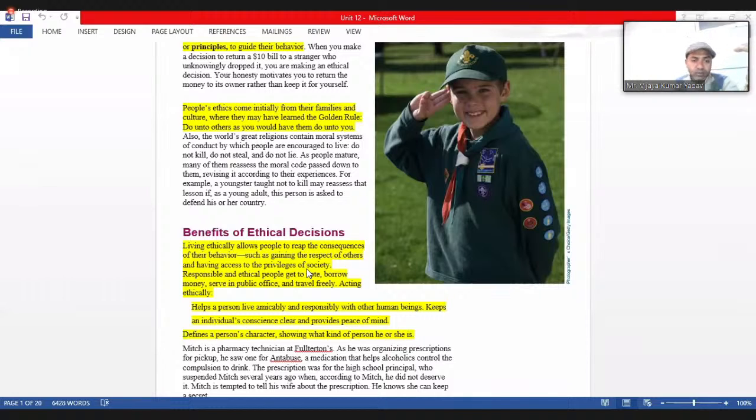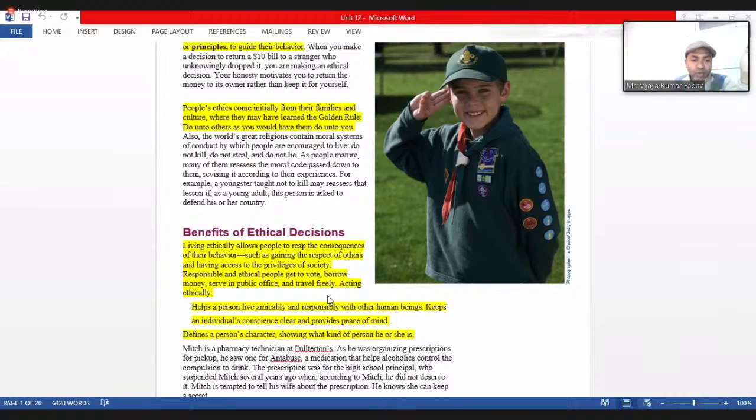Responsible and ethical people get to vote, borrow money, serve in public office, and travel freely. Only the responsible and ethical people can have the right to vote. Only those people can borrow money, because people don't want to lend money to irresponsible or dishonest people. Only ethical people can serve in public office and travel freely. People who are irresponsible and dishonest have no freedom. Only honest and responsible people are really free people.